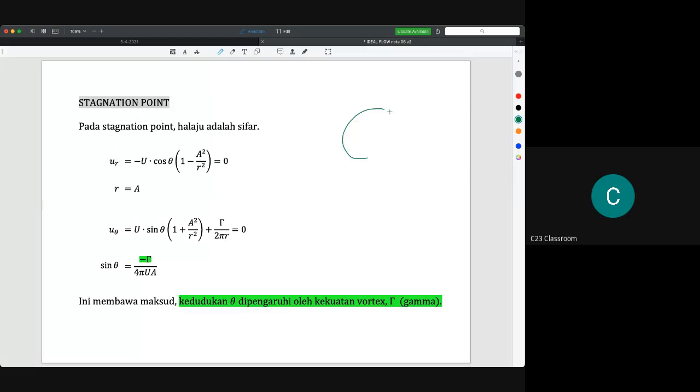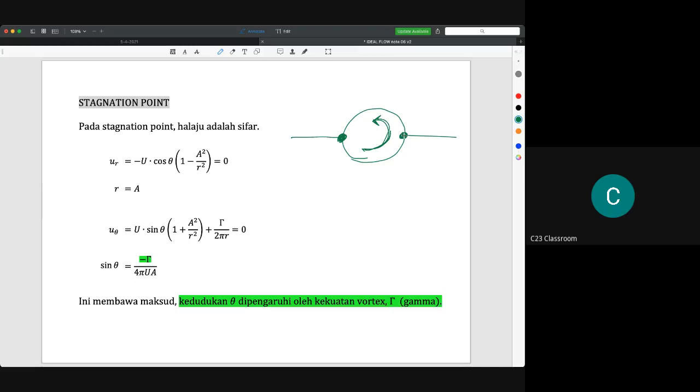So the problem is, for example, we have a cylinder here and the cylinder is not rotating yet. So cylinder belum lagi berputar. So kita dapati bahawa kita telah buktikan stagnation point berada pada 0 dan 180 darjah. Okay, tetapi apabila silinder ini berputar dengan certain kelajuan, adakah stagnation point masih berada pada 0 dan 180 darjah? Oleh itu, kita perlu membuat pengiraan untuk membuktikan kedudukan stagnation point.